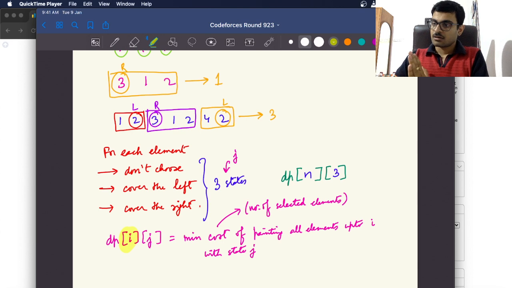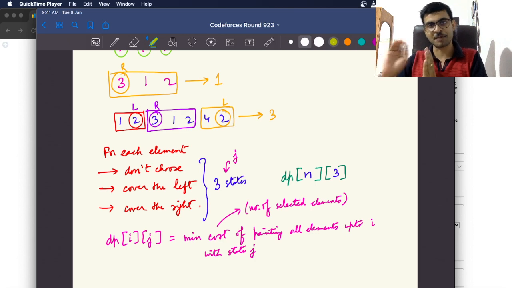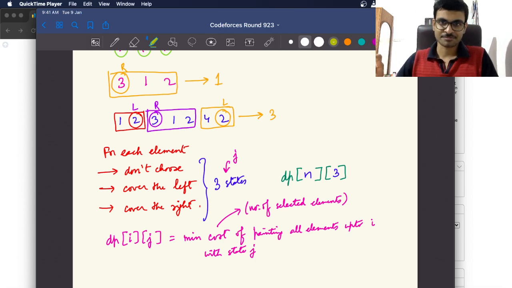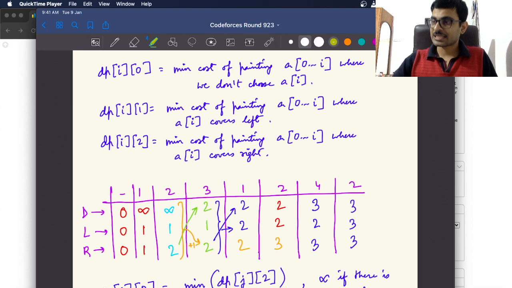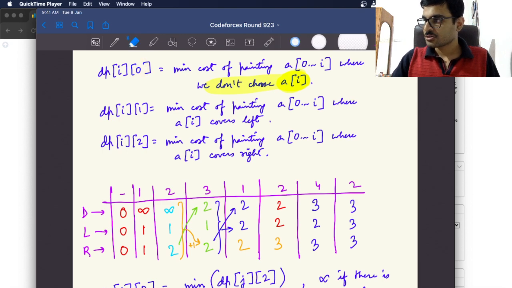Then for the last element, you have these 3 possibilities. Take any of the possibilities, j. J refers to any of the 3 states. For each i, I'll calculate for every j: what is the minimum cost of painting all the elements up to i with a state j? Let us see how it turns out. These are my states. Based on what I'm doing with A i, this jth value is getting decided.